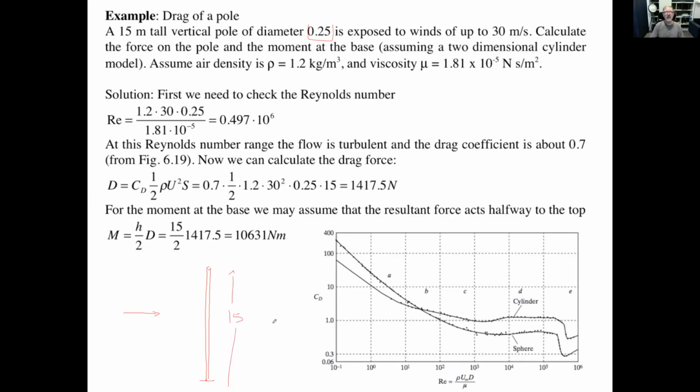15 meter high. We need to find out what is the force on it. Easy. We have Reynolds number. We know what's the velocity. So we take density, velocity, diameter of the pole, viscosity of air. We end up with 0.5, roughly 10 to the 6th.